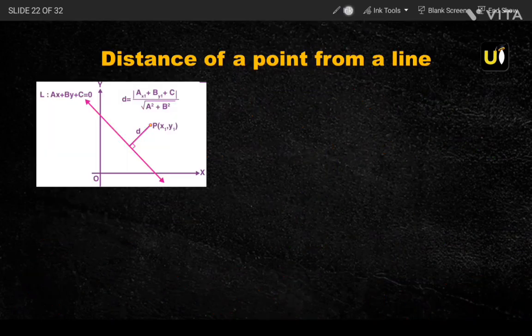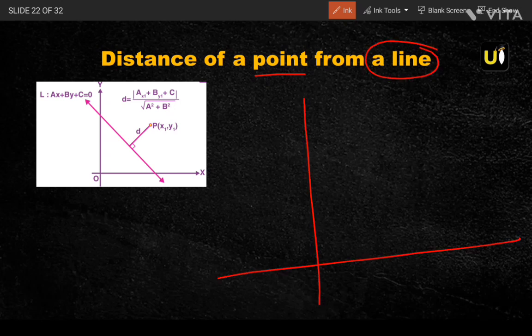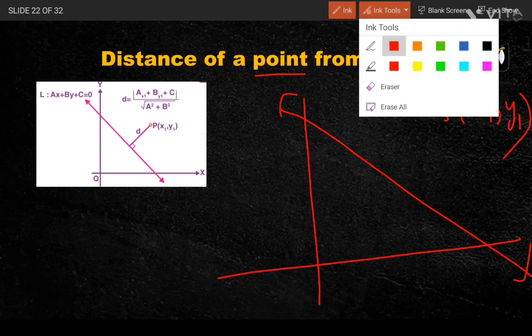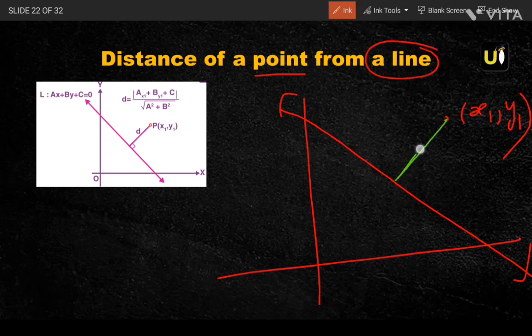Next, distance of a point from line. Okay, now so far we discussed distance of a point from origin and distance between two lines. So now let's see how to find out the distance of a point from a line. Okay, so here this is the line, okay, and this is the point. Let's consider it as x1 comma y1. Okay, so we have to find out this perpendicular distance d, that is considered to be the distance between the point and line.